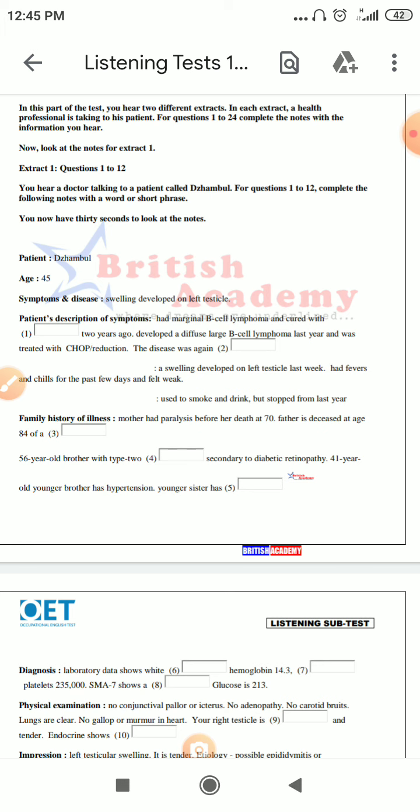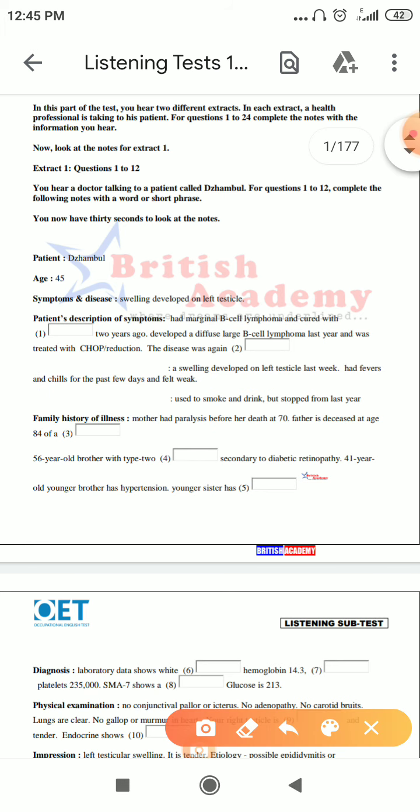the answer. Mother had paralysis before the death of 70. Father is deceased at the age of 84 of a condition. Why has the father died? Because of some condition the father has died, and the answer to that is the third answer. You can point out here. Yeah, this is the answer. Father deceased at the age of 84 of a dash. What happened to him? That is the answer.